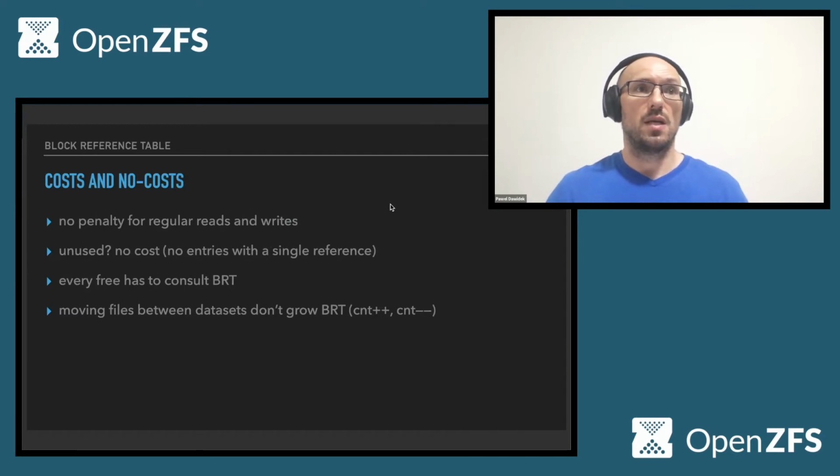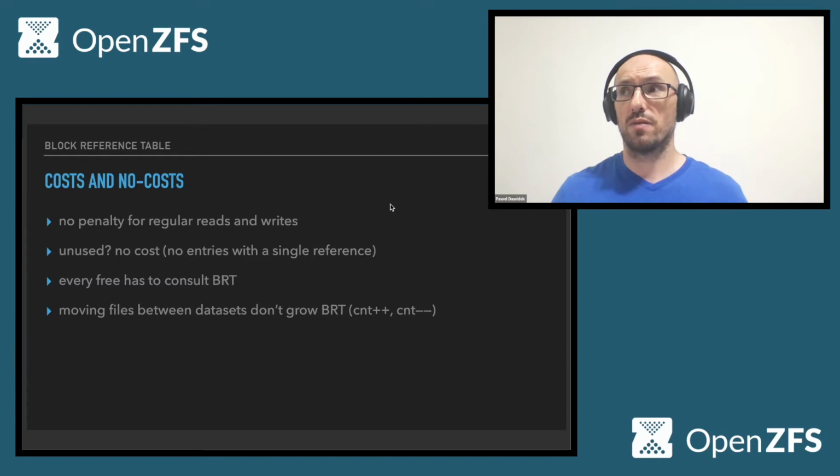So simply, if you're afraid that the block reference table can also grow big and there can also be a performance problem, you just don't have to use this file cloning facility, and basically it will just work. There is a cost when you free a block. So on every free, we have to consult the block reference table. That's the difference between this feature and dedupe.